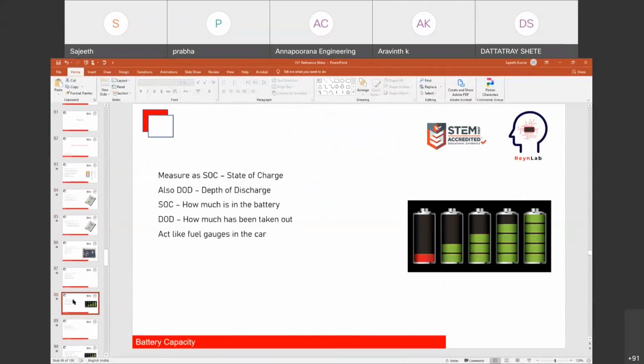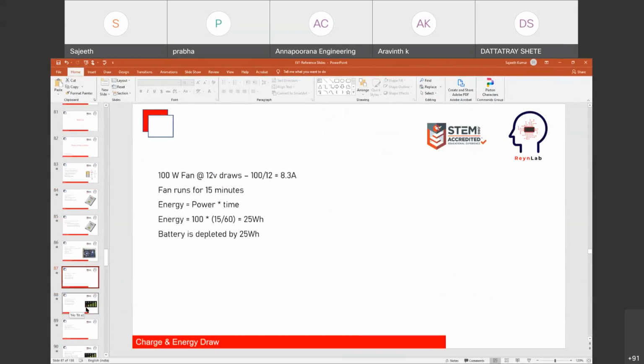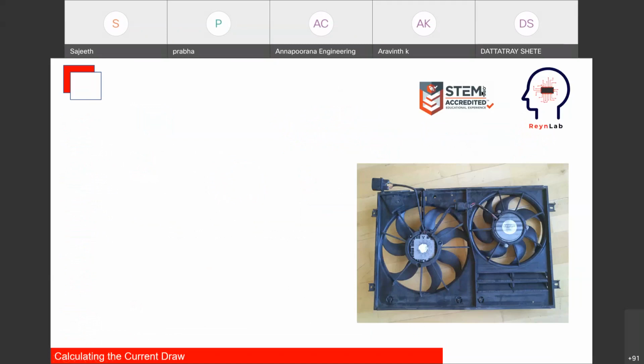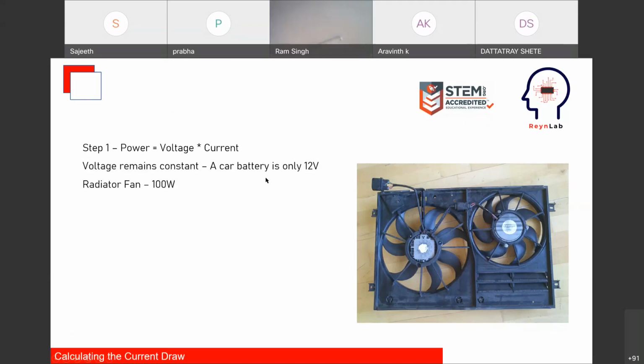With this in mind, we can start defining how to figure out the various parameters in a battery, because from here starts our actual consideration of the chargers as well, right? Since this is going to be an electric vehicle, let's take an electrical component and go forward with that. Let's take the case of a radiator fan. This is a radiator fan that you see here. We're going to figure out how much power this is going to consume.